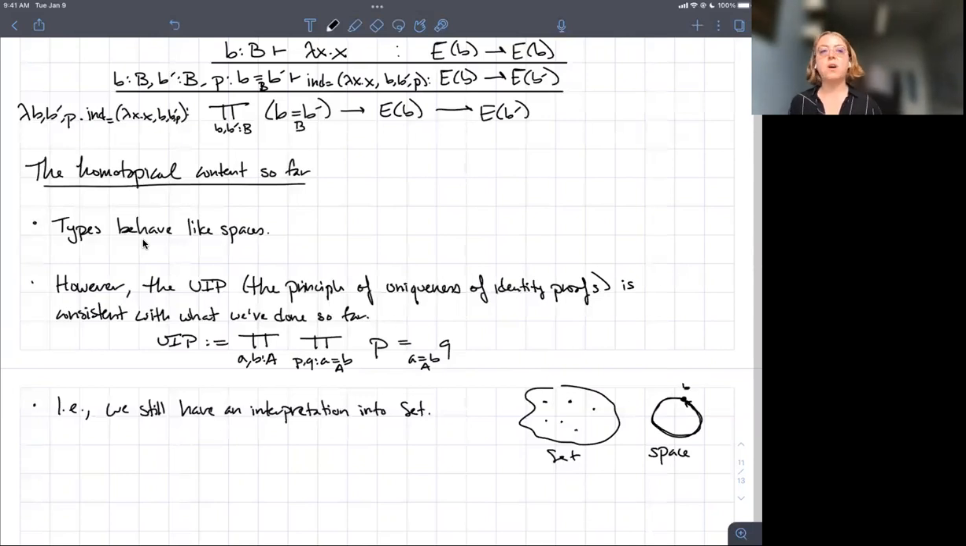Okay, so what we have done so far, it's still sufficient to understand types by thinking of them as sets. There's nothing in the type theory that's actually a space in the sense that thinking of it as a set is wrong. Does that make sense? So now our homotopical thinking is possible, but not really necessary. It's not wrong to think of things without the homotopical viewpoint.